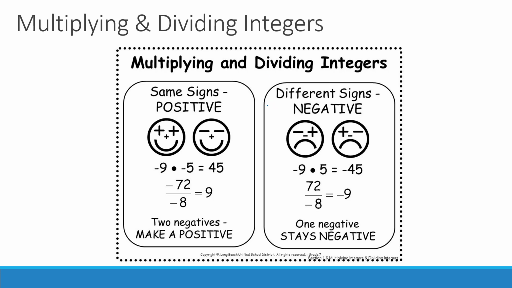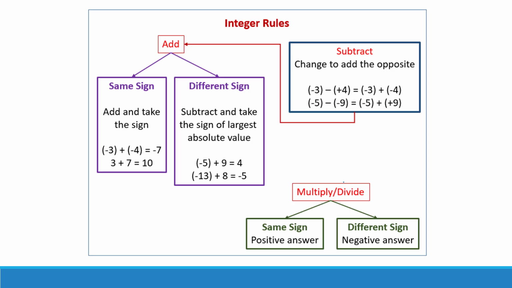Now, in terms of multiplying and dividing integers, if the signs are the same, the answer is going to be positive. You can think about this little visual here: the little smiley face's eyeballs are the same. He has positive eyes, that makes him happy. He has both negative eyes, that makes him happy. Both signs the same, you're going to have a positive answer. If you have different signs, so poor thing has little mismatched eyes here, if you're multiplying positives and negatives together, your answer will always be negative.